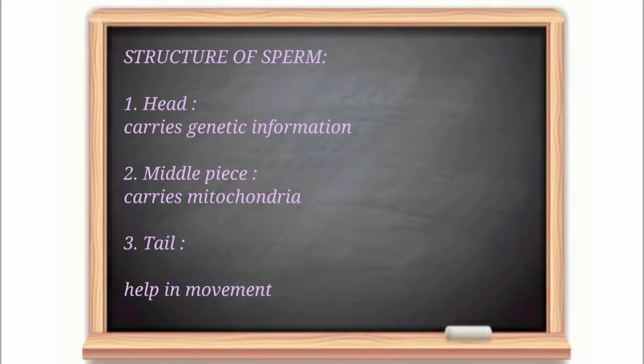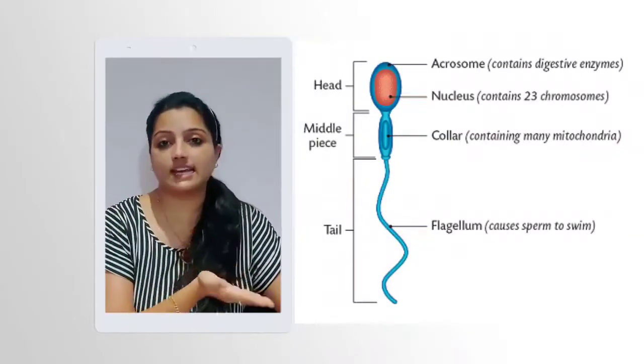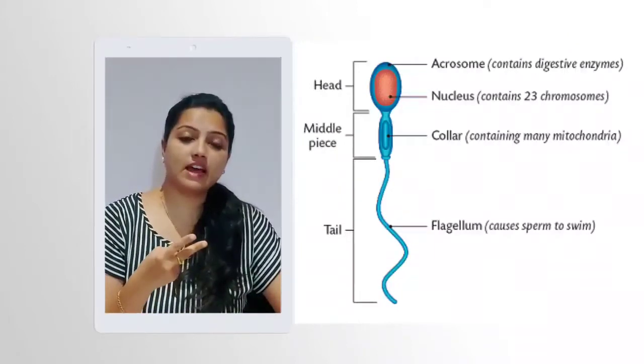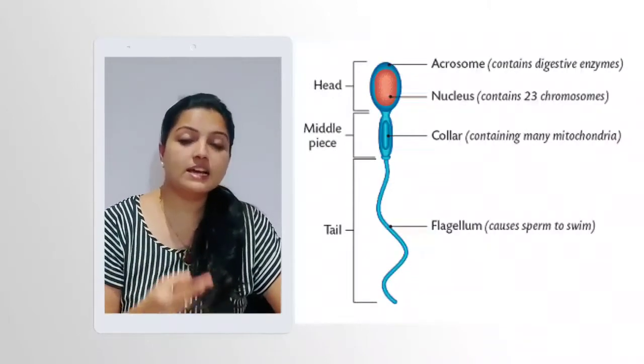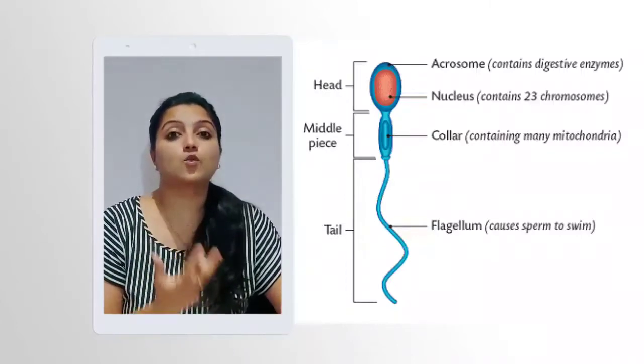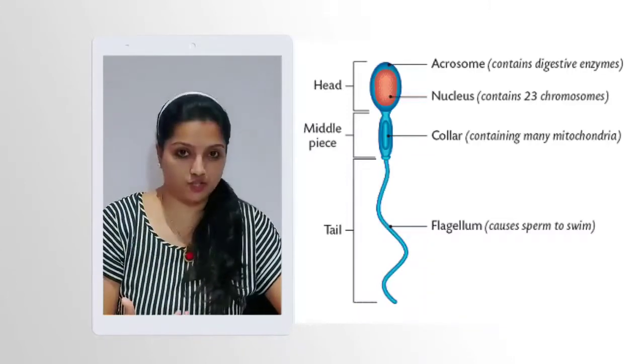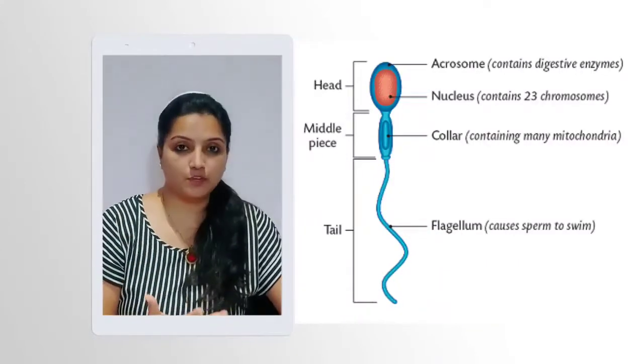Now the head of the sperm carries the genetic information. When I say it carries the genetic information, it passes the hereditary characteristics from one generation to the next, right? The second one is the middle piece. The middle piece carries mitochondria, which is the energy production, so it gives energy to the cell.